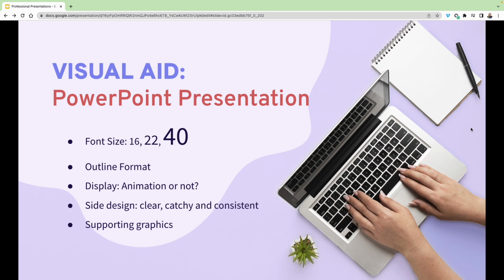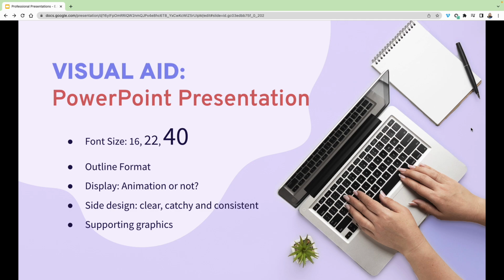I mentioned this at the beginning, but slide design should be clear and catchy and consistent. You want to make sure your slides are consistent. That is the biggest mistake I see from my students, that they do not keep consistency in their font size and their coloring in their PowerPoint. So make sure it is consistent.